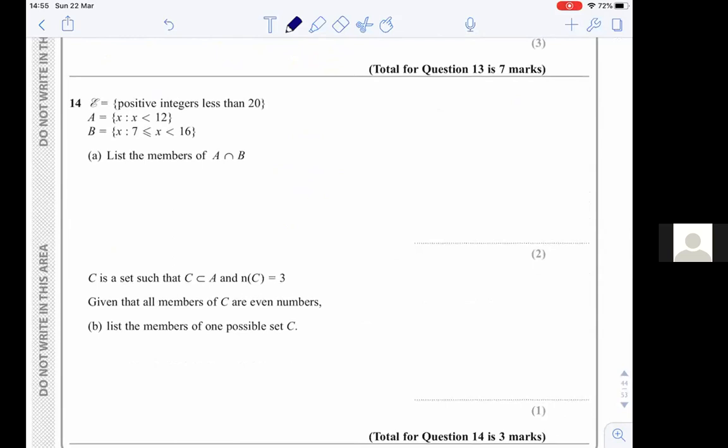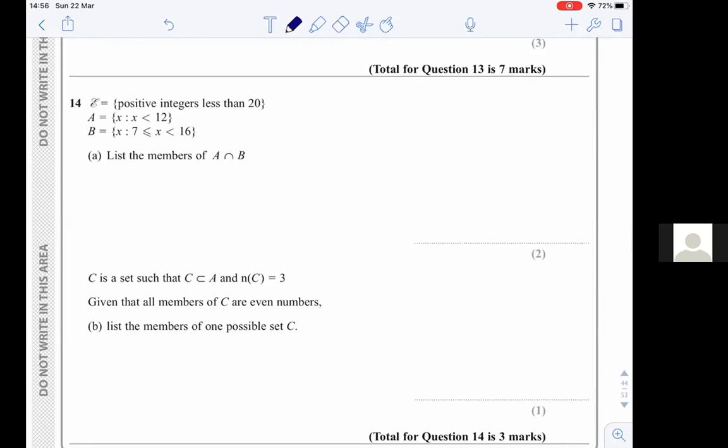We have sets being involved here. Our universal set are all positive integers less than 20, so 1 to 19. A is the set of x, where x is less than 12, not including 12, I'm noting here. And B is the set of x, where x is between 7 and 16, including 7, but not 16. So list the members of A and B. That intersection sign means A and B.